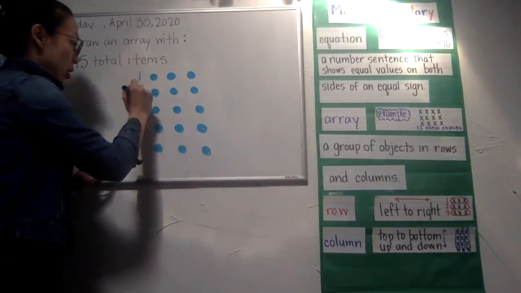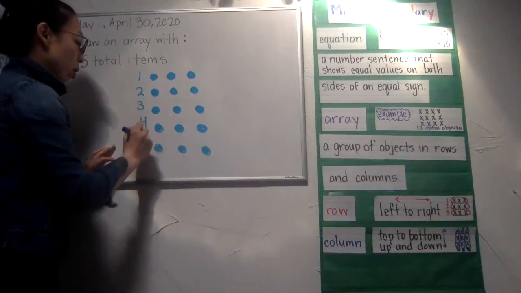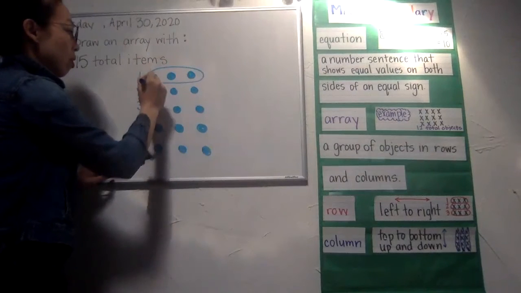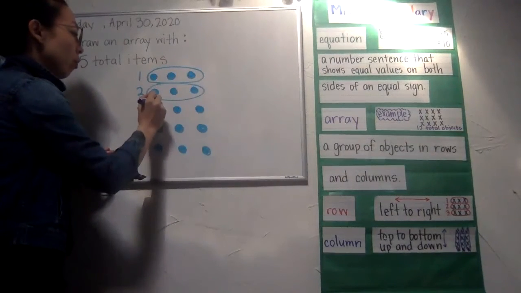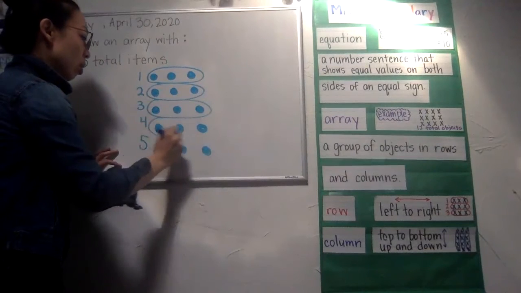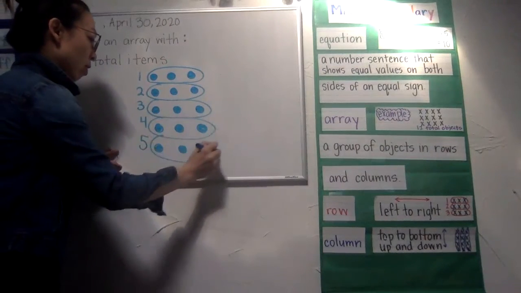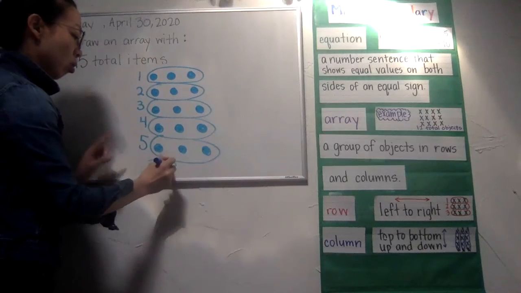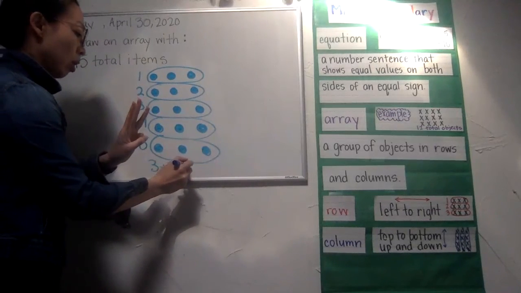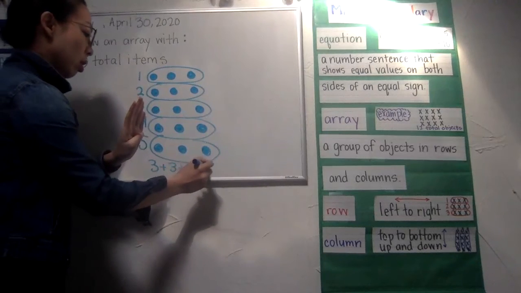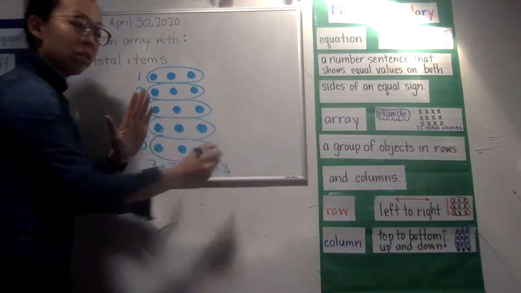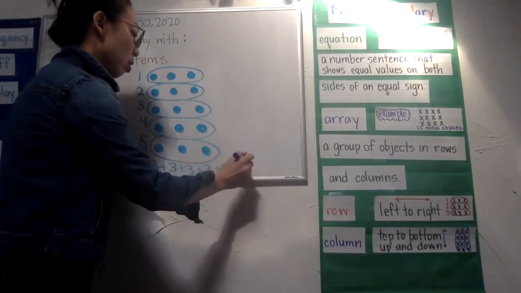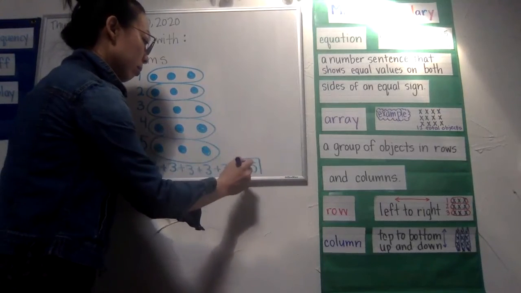I have 1, 2, 3, 4, 5. So let's see how many are in each row. I have 3 in my first row, 3 in my second row, 3 in my third row, 3 in my fourth row, and 3 in my fifth row. So when I make an equation, I'm going to have 3 plus 3 plus 3 plus 3 plus 3. I'm going to make sure there are 5 threes for my 5 rows. And we know that that equals the sum of 15.